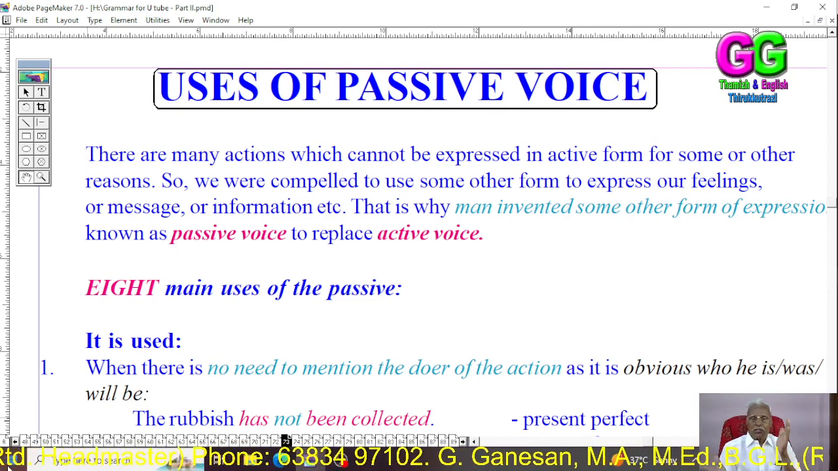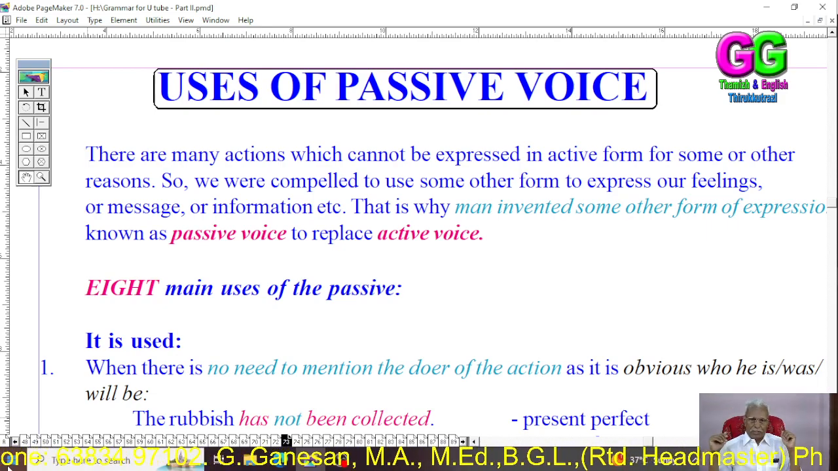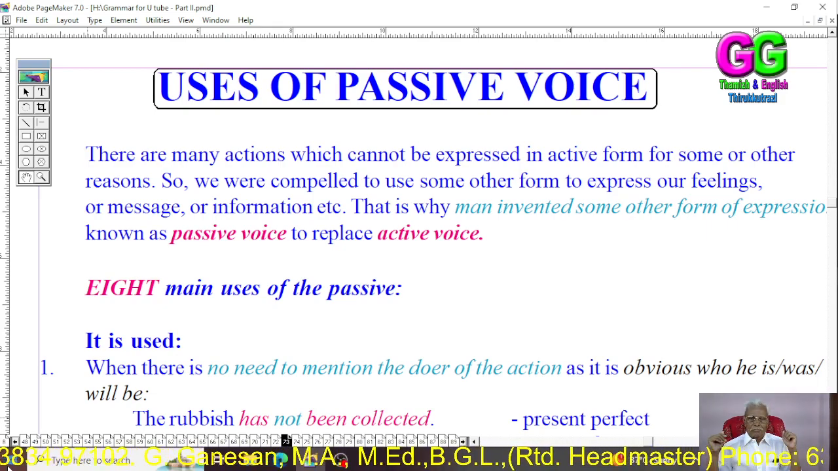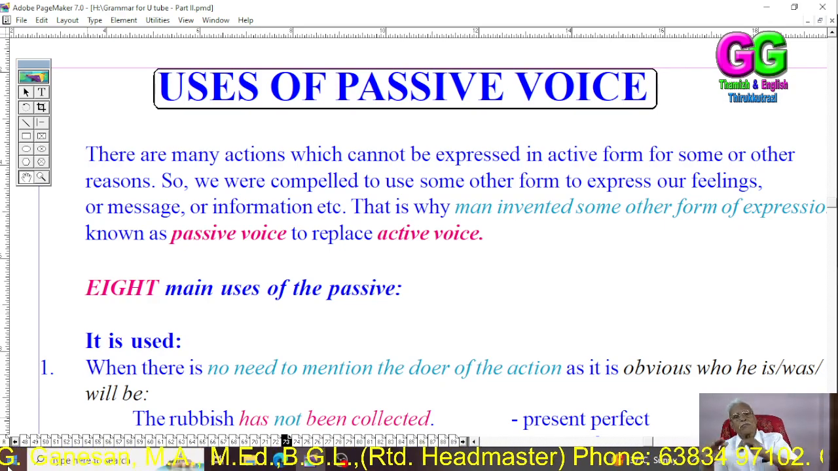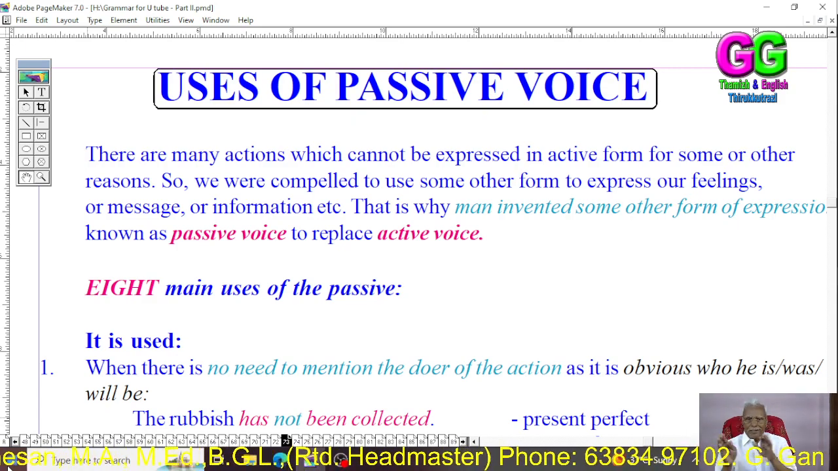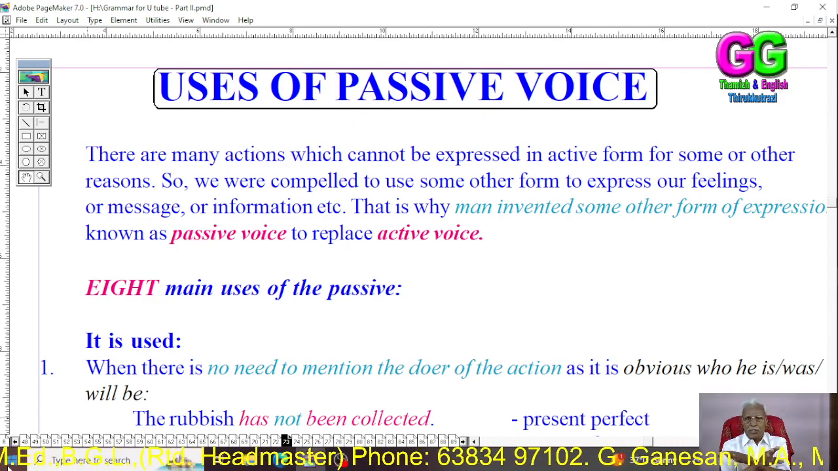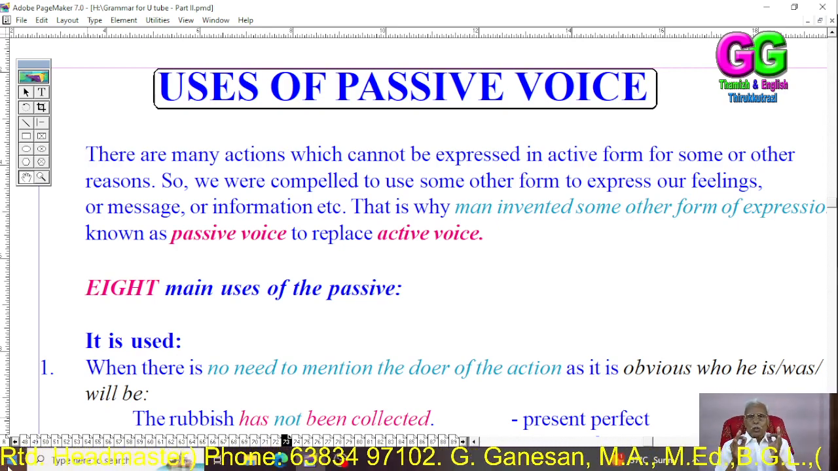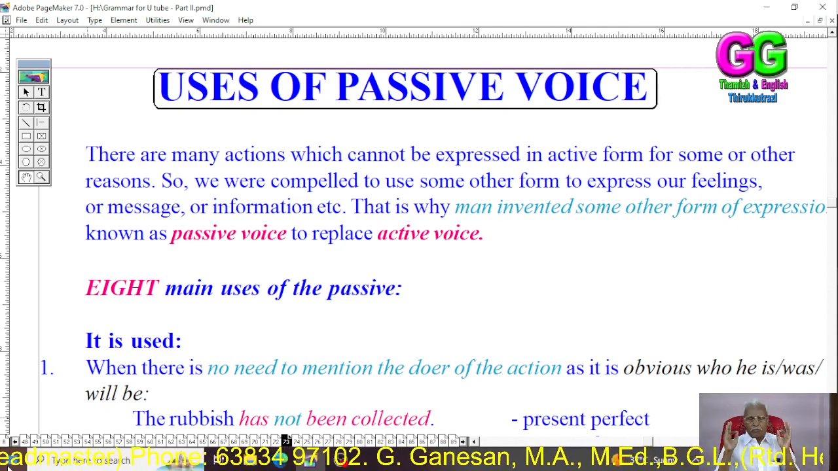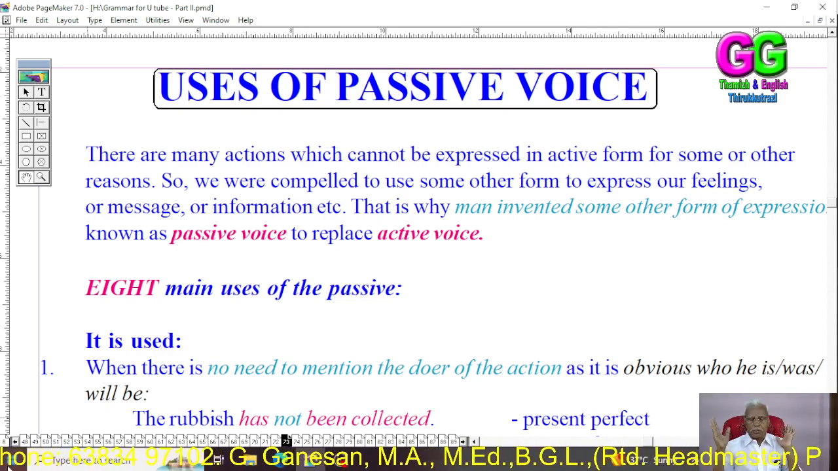Passive voice is another way of expression of human beings. Active voice is one form of expression. Passive voice is another form of expression. There are some differences in the construction of the verb pattern and the pattern of subject and object. So, what are the main uses of the passive voice? Why do we have to use passive voice? Let us see.